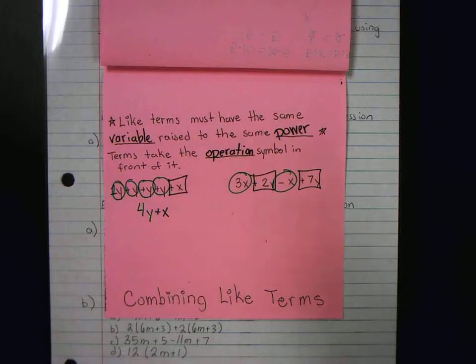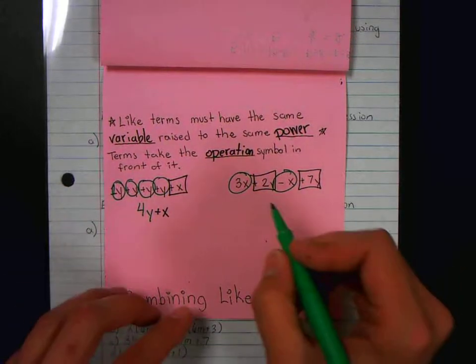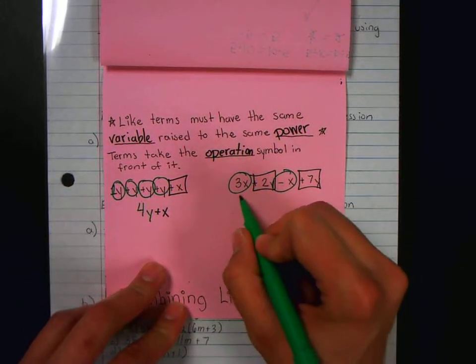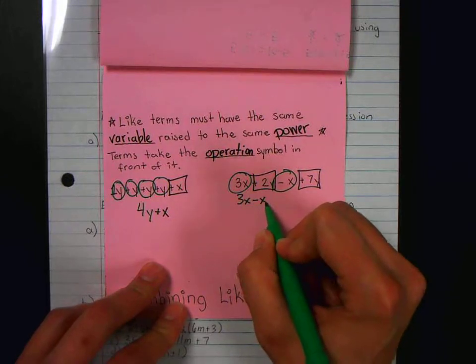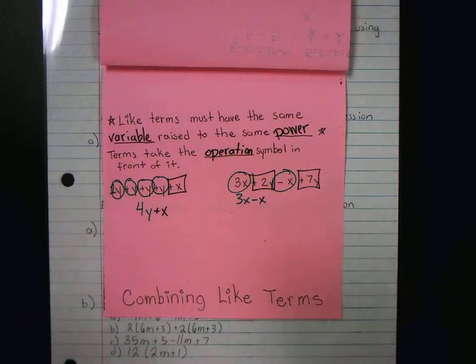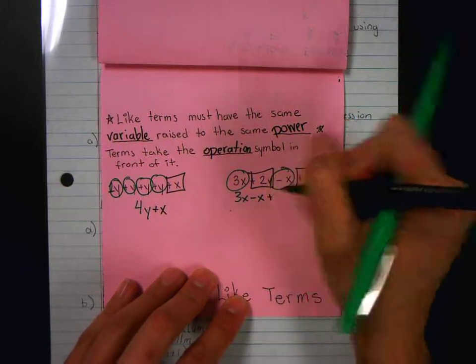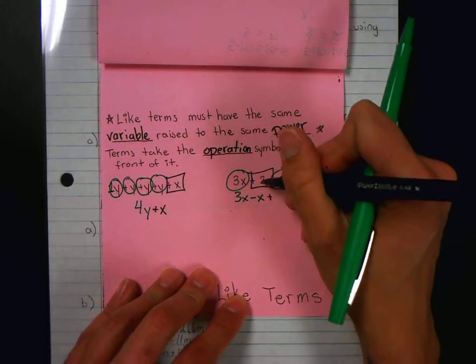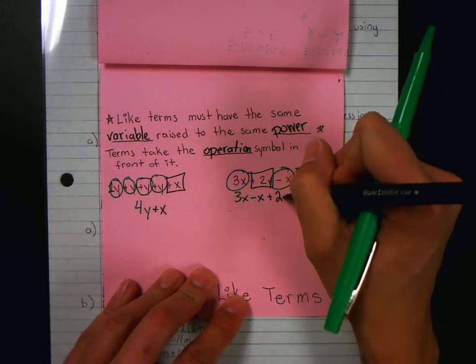I do want to rewrite this, so I put all my terms together. So right now I'm going to combine my circles. 3x minus x. And now I'm going to combine my squares. Plus, where am I getting the plus from? It is the operation sign with the 2y. 2y plus 7y.